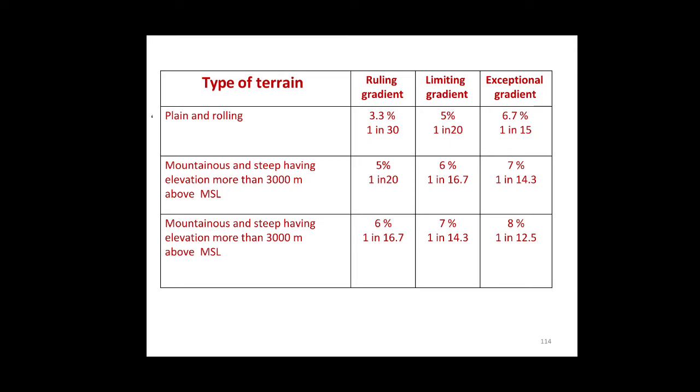From the figure, we have the types of terrains and the ruling gradients, limiting gradients, and exceptional gradients. For the plain and rolling terrain, the mountainous and steep terrain having elevation up to 3000 meters, and mountainous and steep terrains having elevation more than 3000 meters above the mean sea level.